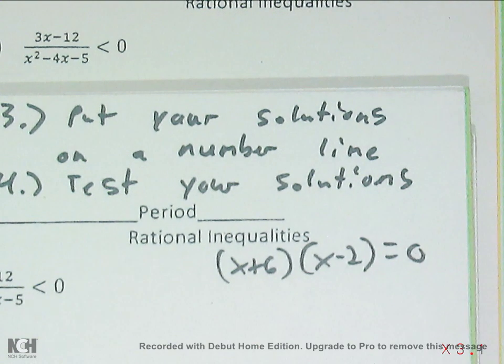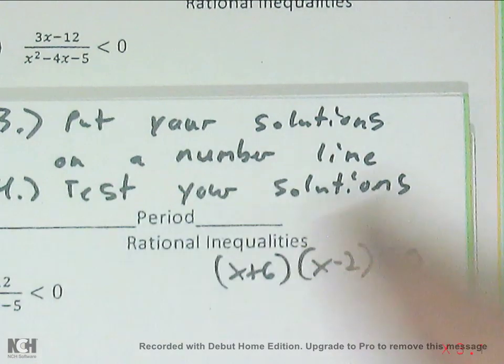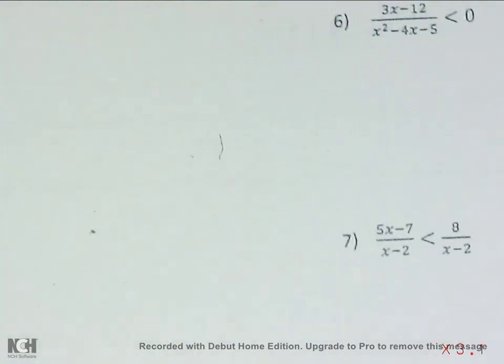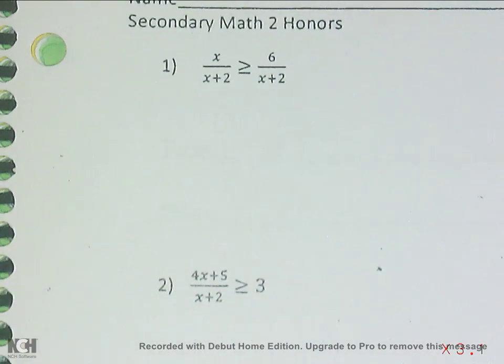You're going to put all those solutions on a number line, and then the last step is to test your solutions to see which parts are actually part of that inequality and which parts are not. Okay? Which isn't as bad as it sounds. So first of all, let's look at this problem right here.